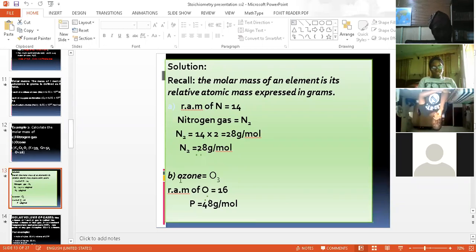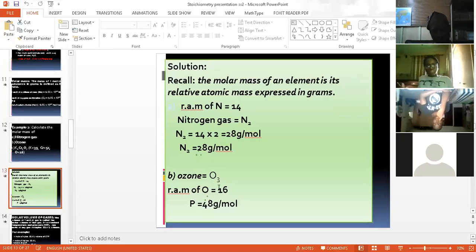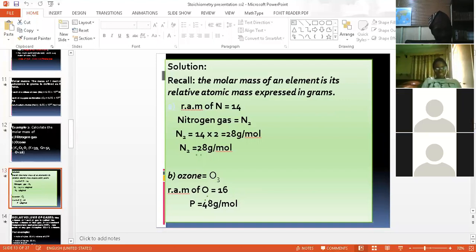Then the second one, ozone. What is the formula of ozone? Trioxygen, O3. The atomic mass of a single oxygen is 16. So how do we get the molar mass of ozone? That is 16 times 3, which gives you the molar mass in grams: 48 grams per mole. That is that.